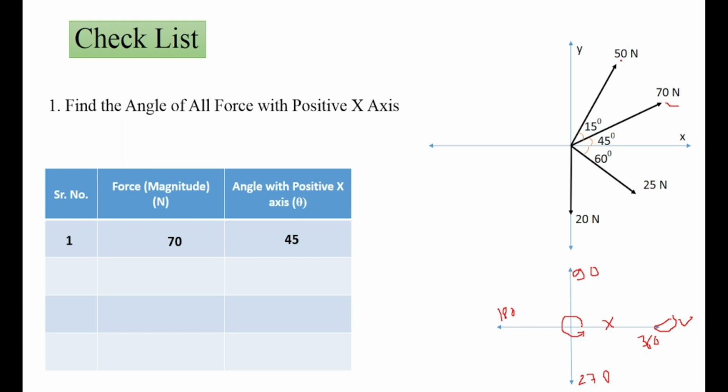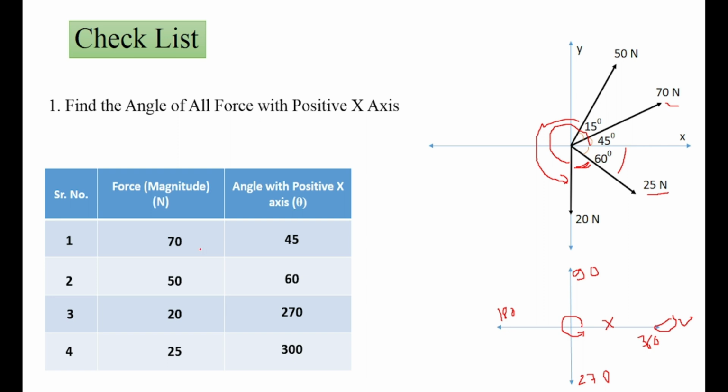The next force is 50 Newton. Angle of 50 Newton with the x-axis is 15 plus 45, so it is 60 degree. Now the next force is directly 20 Newton. So the angle of 20 Newton with the x-axis is 90 plus 90 plus 90. So it means it is 270. Last force is 25 Newton. The angle of 25 Newton is from the x-axis. The total angle is 360 degree minus this 60 degree. So the angle will be 300. So in this way you can calculate the angles.